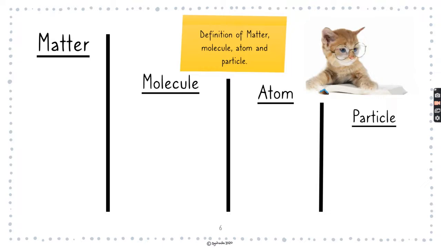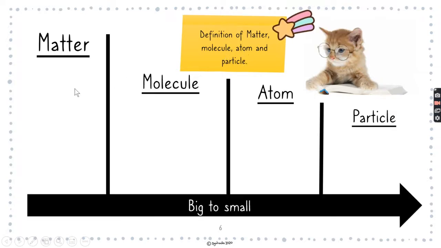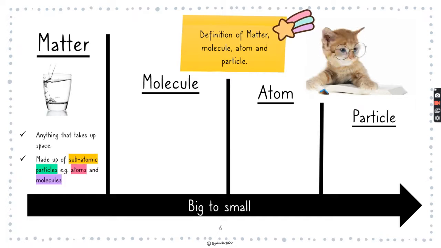In year 7 and year 8, we learned about matter. We learned about the definition of matter, what is a molecule, what's an atom, and a particle. Matter itself, going from big to small, is anything that takes up space. It is made up of subatomic particles like atoms and molecules. So anything that takes up space is called matter.